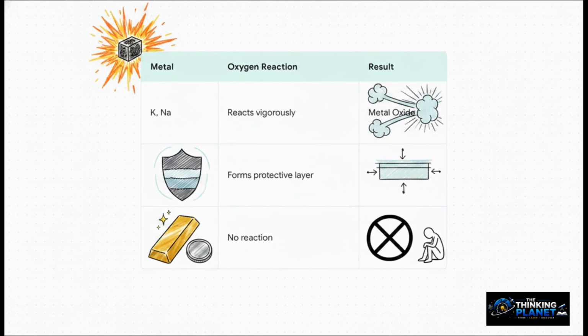And finally, sitting at the bottom of the ladder, we have our non-reactive metals like gold and silver. They just sit there. They do absolutely nothing when exposed to oxygen. So if you're handed an unknown metal in a practical exam and it simply doesn't tarnish or react in the air, you are almost certainly looking at the bottom of this table.